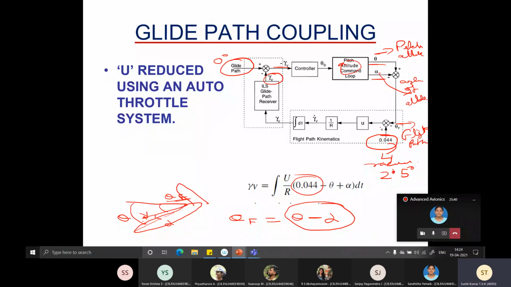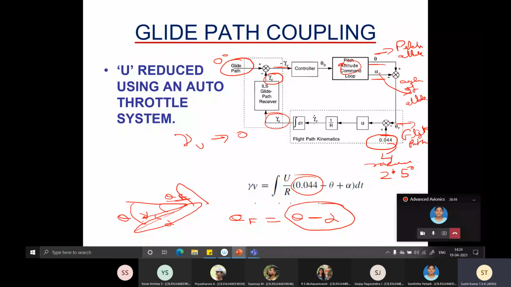This flight path angle I'm now trying to align, not with the horizontal, but with the 2.5 degrees glide path. So you apply this formula, and you get gamma dot v, and integrate it over a period of time, you get gamma v. So you get the error angle. The idea is you should finally have a gamma v approaching 0.